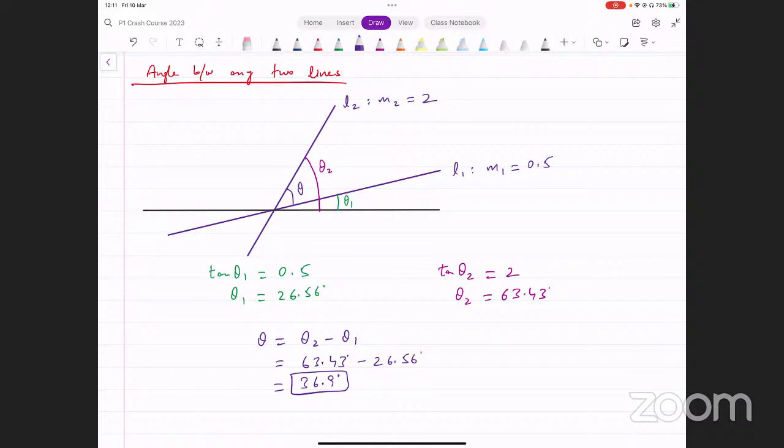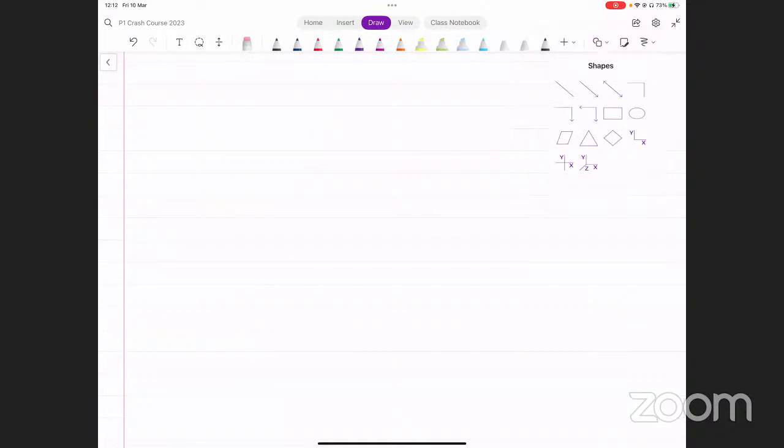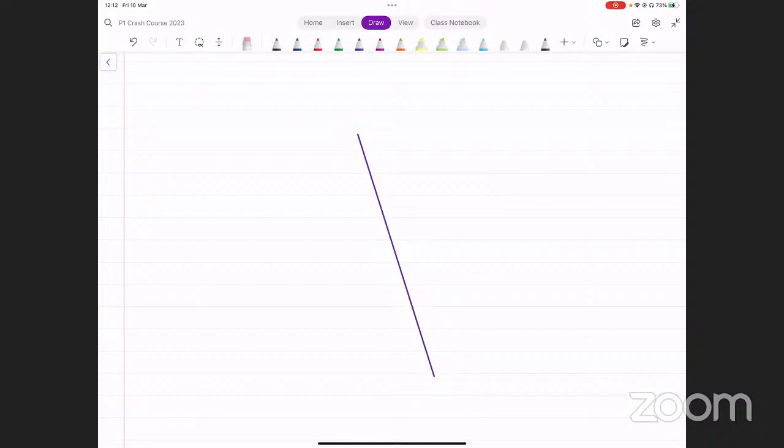Now, in this case, both the lines had a positive gradient. What if the lines had a negative gradient? How do we think about that? So let's say we have one line like this, and we have another line like this. Let's say this is L1, and the gradient of this line L1 is equal to -1. And this is L2, the gradient of this line is -3. Okay, so these are two lines. We have their gradients.